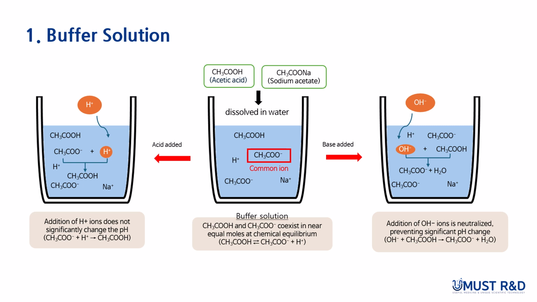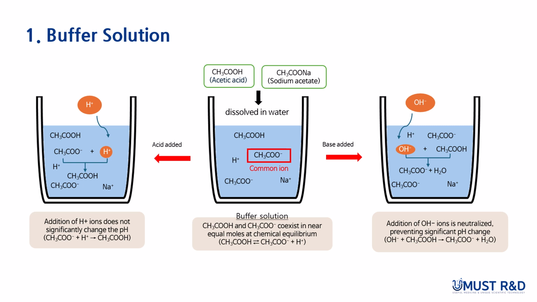To understand the principle of buffer solutions, let's look at the diagram below. This shows how a buffer solution made of acetic acid and sodium acetate maintains stable pH when acids or bases are added. This is explained by the chemical equilibrium and the common ion effect.